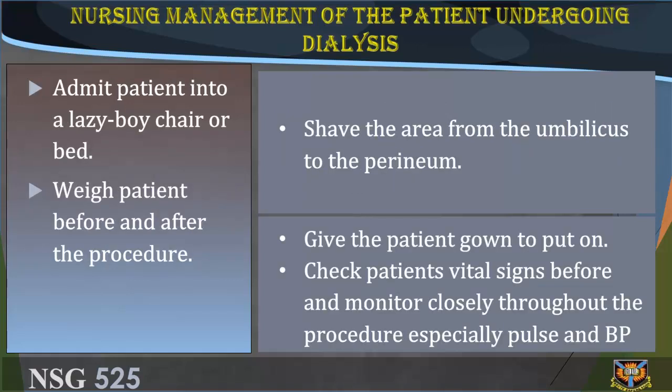Admit patients into a lazy boy chair or bed. Weigh patients before and after the procedure. Shave the area from the umbilicus to the perineum. Give the patient a gown to put on. Check patients' vital signs before and monitor closely throughout the procedure, especially pulse and BP.